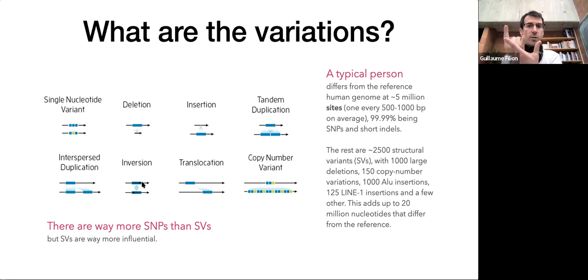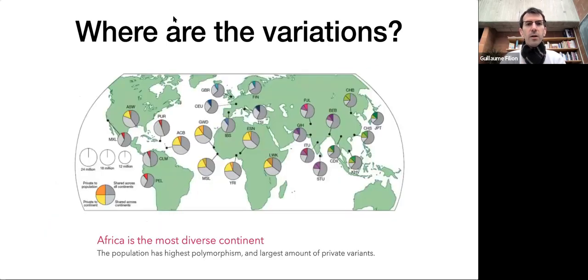Inversions as well, so the sequence has been inverted like that. Translocation, the sequence has moved around, so this is typically the case of transposons. Remember that they make cut paste, so that would create a translocation of the content. And you have copy number variants, so like here this is a triple nucleotide, and in the reference genome it could be 1 time, and in a person it could be like multiple times in tandem. So there are way more SNPs than structural variants, but structural variants are way more influential, again because they're much bigger, so their effects are much more detectable on the body.